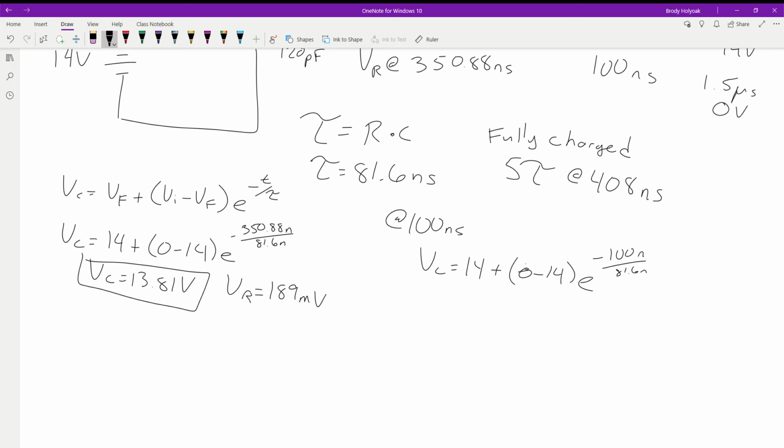How much is 1 tau? 81. And how much time are we looking at? 100. So we should be just slightly above our 1 tau mark, which is 63.2%. So my guess is somewhere in the realm of 70-ish, maybe 70% of our total voltage, just as a rough idea. So with that, we have 14 times 0.7. We should be around 9.8 volts, give or take a little bit.